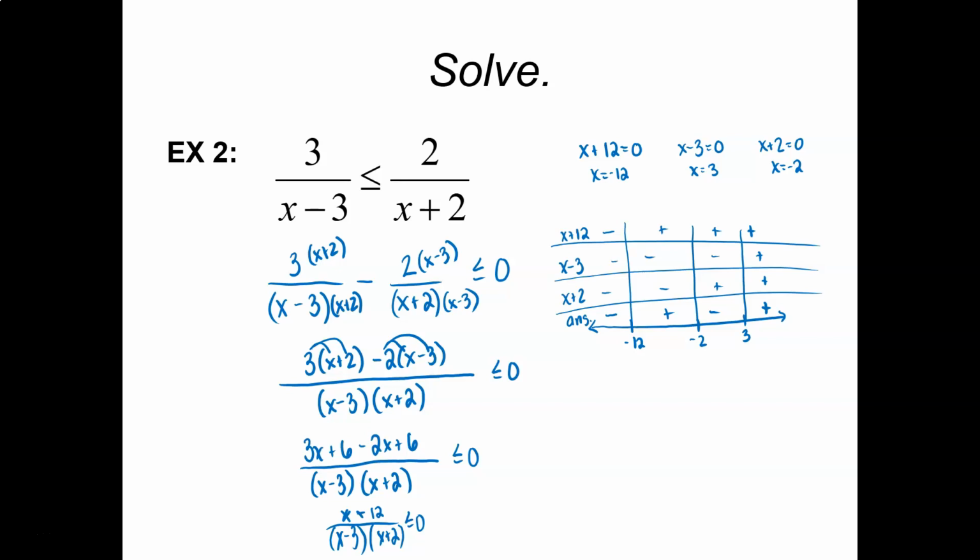I went ahead and did my chart here. So on your number line, you should have a negative 12, negative 2, and 3. And hopefully, for your answer line, you get negative, positive, negative, positive.